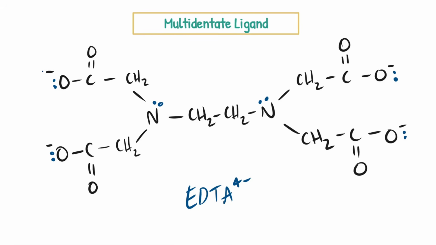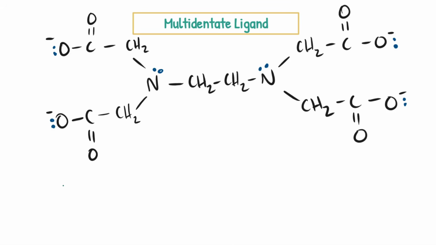So if I showed you this structure and I said, how many coordinate bonds is this going to form? It's going to form 6. So even though we have 1 ligand, each of these EDTA4- ligands is going to form 6 coordinate bonds. So in that case, we're going to get complete ligand substitution occurring with only one ligand.